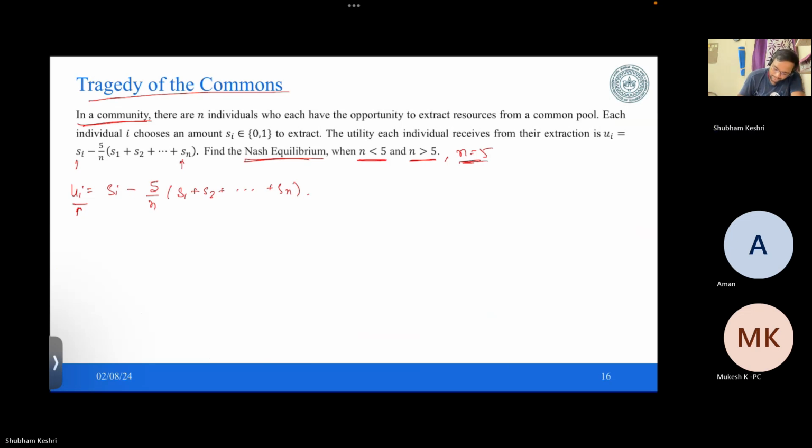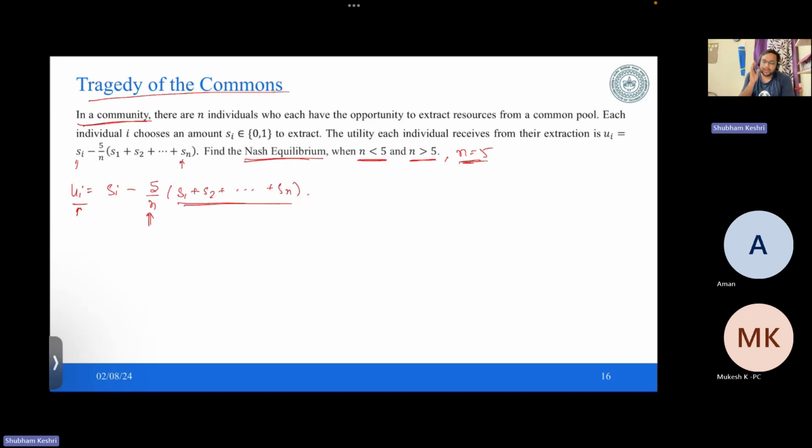But you see, this utility actually depends on how many players there are. Not only the summation of their strategies, this n comes in the denominator as well. So some interesting things will happen over here. All right, so let us proceed. We can do this using differentiation, or we can do it in a different way where we don't use calculus at all. You can do it any way.